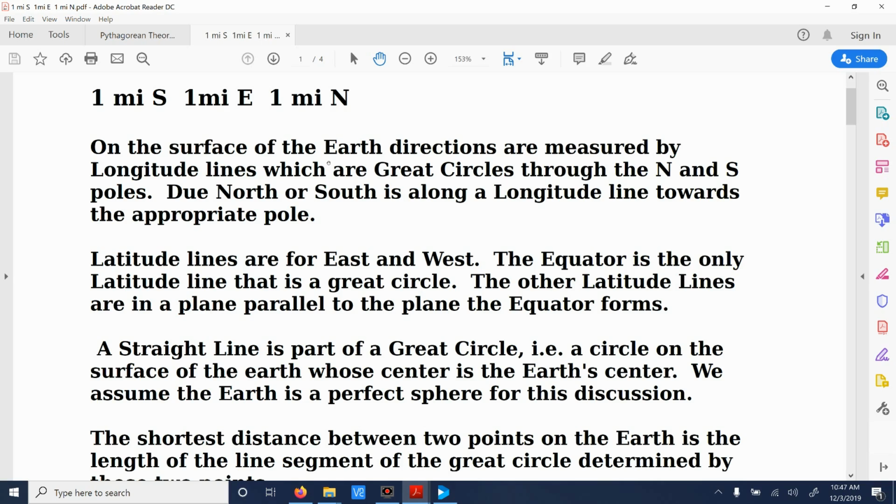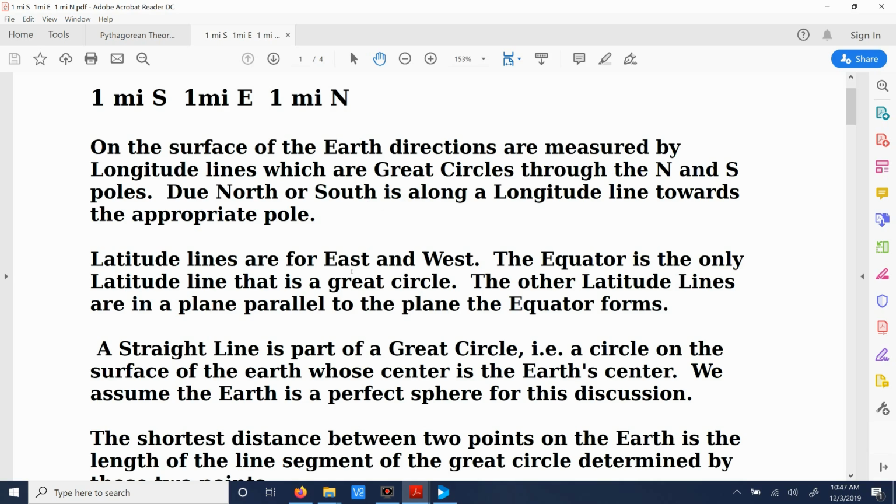I want to remind you, first of all, that on the surface of the Earth, directions are measured by longitude lines for north and south. These are great circles. Now, a great circle is a circle on the surface of the Earth whose center is the center of the Earth. And we're going to think of the Earth as a perfect sphere for this discussion. We always idealize things in math with math models. And so that's what a longitude line is. Go from North Pole to South Pole, and it's a great circle.